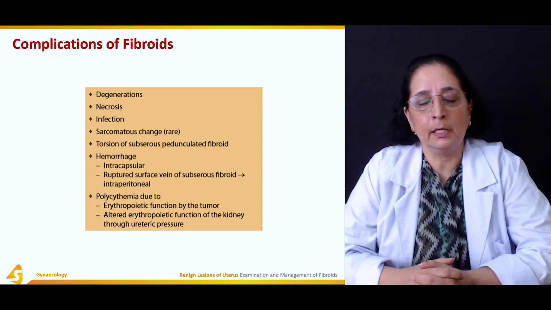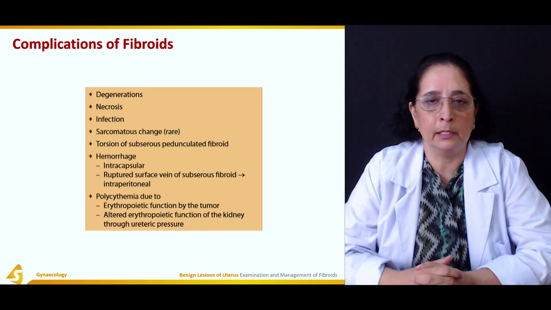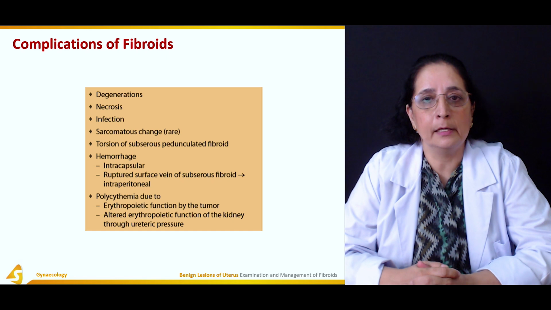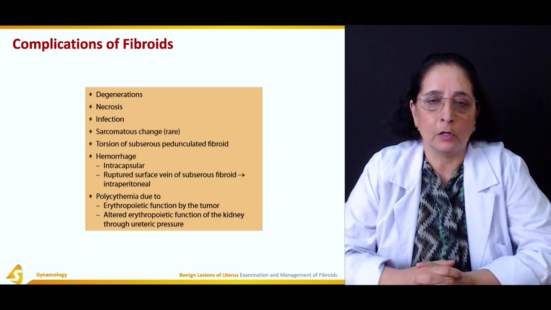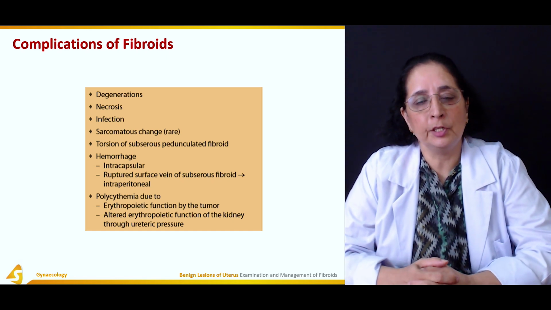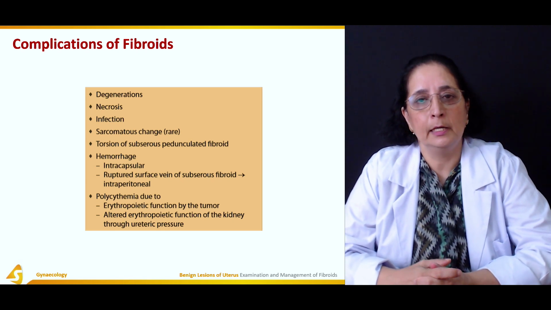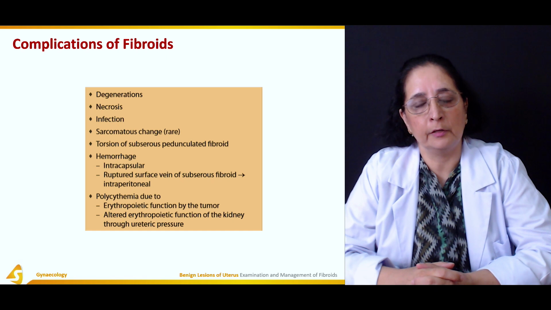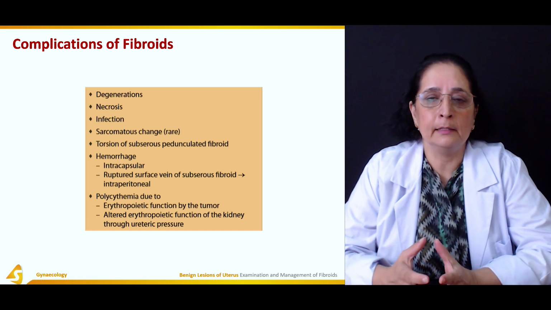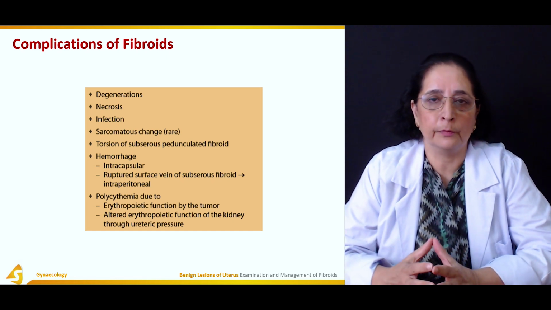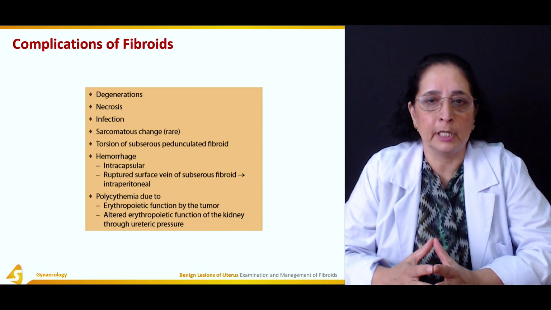In calcific degeneration, calcification takes place in the fibroids, causing hardening of the fibroids also. In fatty degeneration, there are fatty deposits in the fibroids leading to fibroid degeneration. And in hyaline, there is hyalinization of the fibroid tissue.